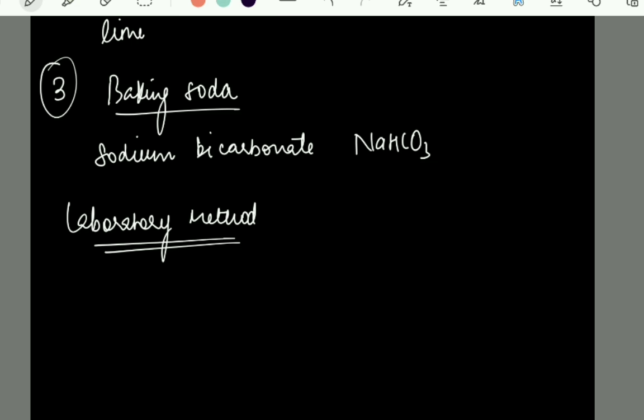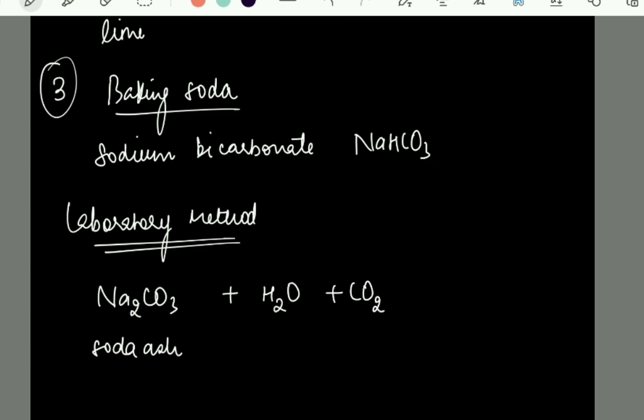So in the laboratory, we can take sodium carbonate. This is also called soda ash. Soda ash is, you can say, without water. It's a common name. So if we take sodium carbonate, obviously we have to take water, and if we give excess carbon dioxide, we saturate the solution of sodium carbonate dissolved in water with carbon dioxide. So we will get our single product, sodium bicarbonate, in the form of precipitate. Now this precipitate can be separated, washed, and dried without heating. So it's very easy if you want a lesser amount of sample.